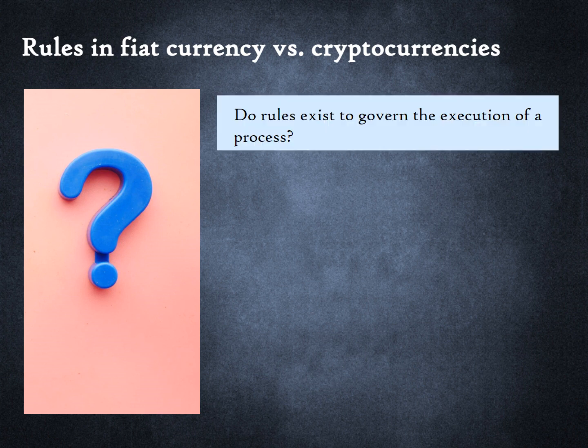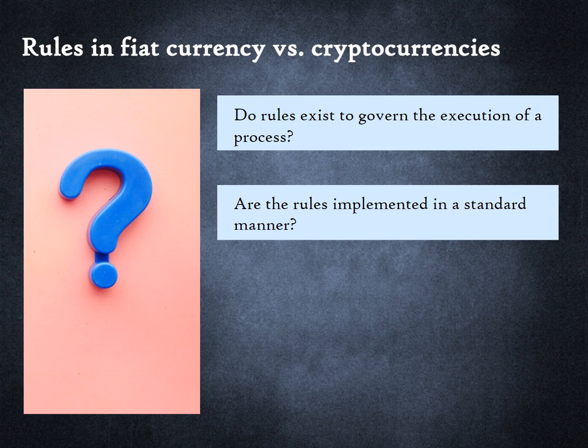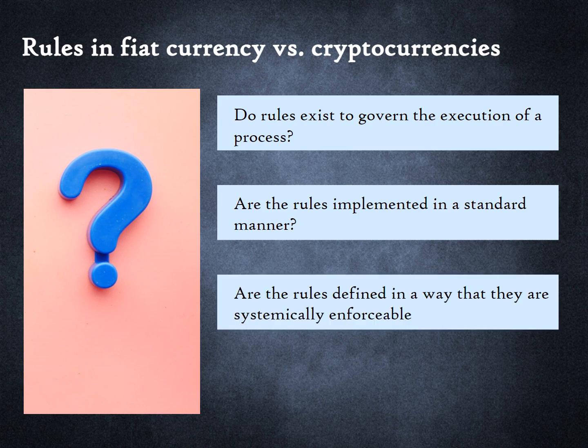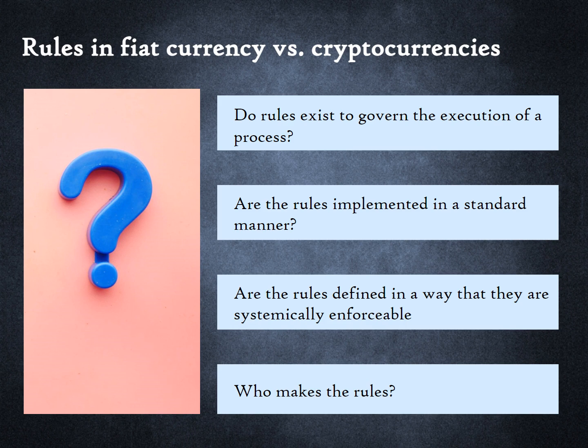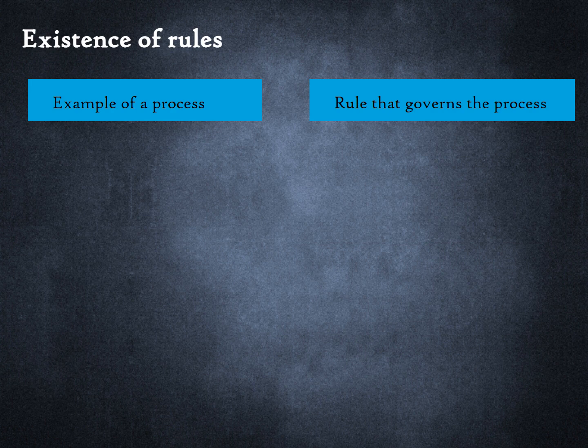First, do rules exist to govern the execution of a process? Second, are the rules implemented in a standard manner? Third, are the rules defined in a way that they are systemically enforceable? Finally, are the rules made by central parties? Next, we will look at each question in turn.